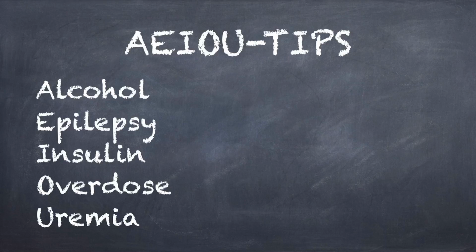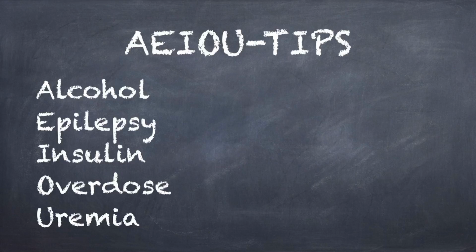AEIOU-TIPS is one that we'll use later in the semester when we talk about people with altered mental status, and it's an acronym we use to try to remember the causes of why someone may be altered. And could it be that they have some alcohol intoxication? Is it possible that they had a seizure in their post-ictal? That would be epilepsy. I is for insulin, so could they have a problem with their blood sugar, too low or too high? We need to check that.